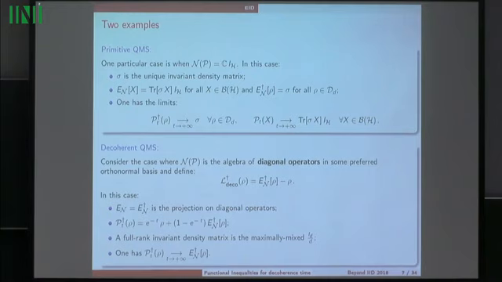And still in the case where the algebra is the algebra of diagonal operators, we know that a full rank invariant density matrix is given by the maximally mixed state. And again, the limits before can be rewritten in this way as the fact that you converge towards the projection. So here, you don't have this unitary evolution which is left, which is why I can put the limit on the right side.